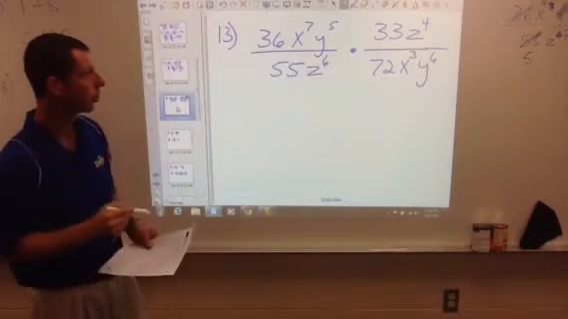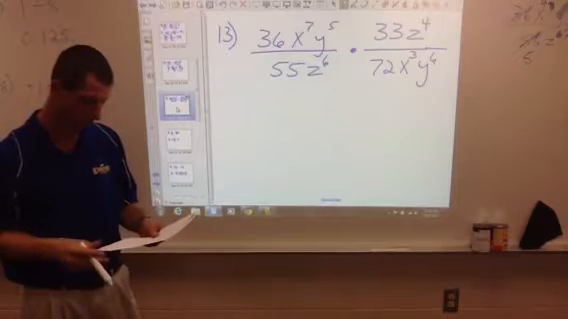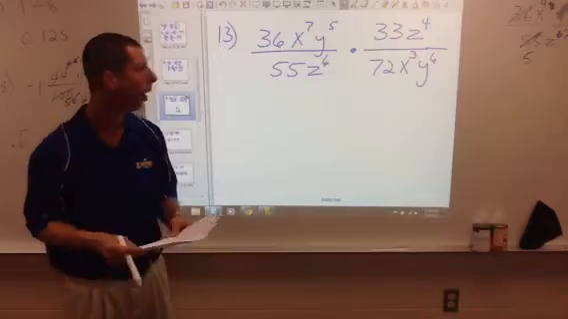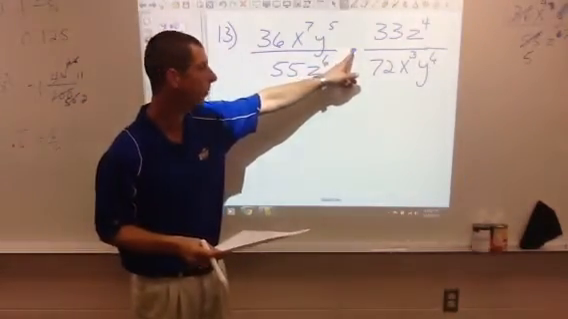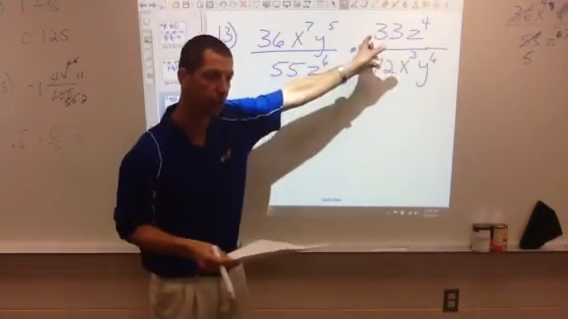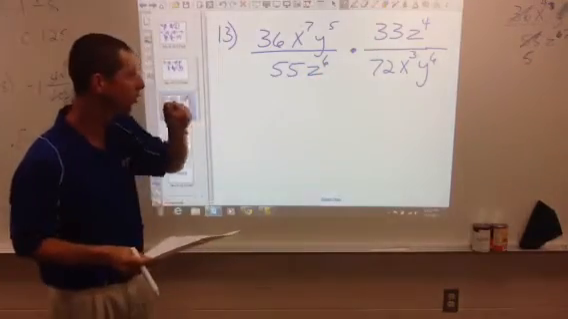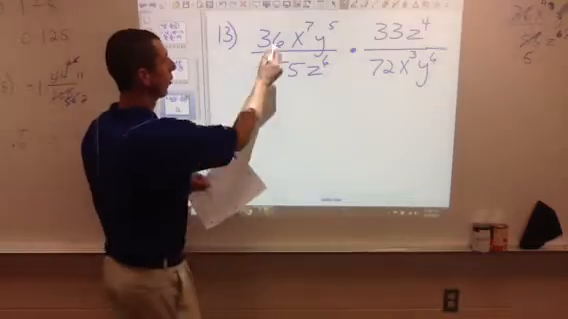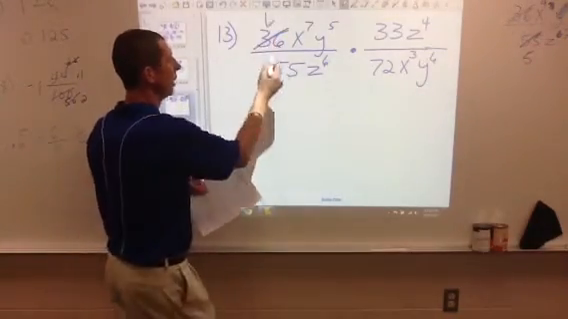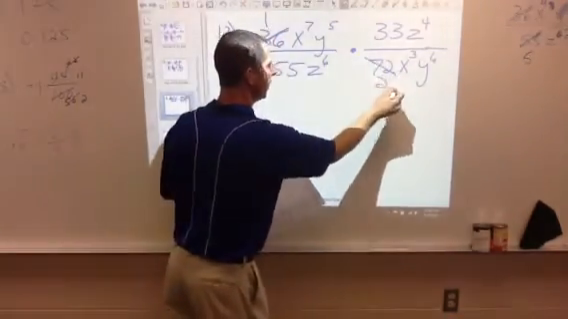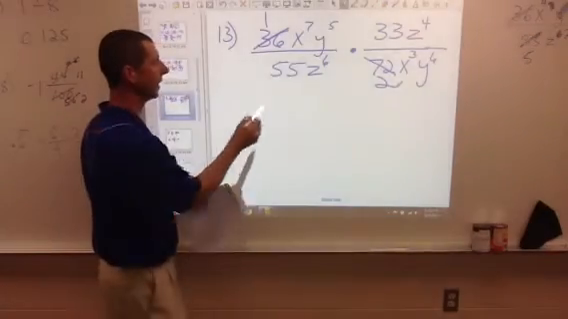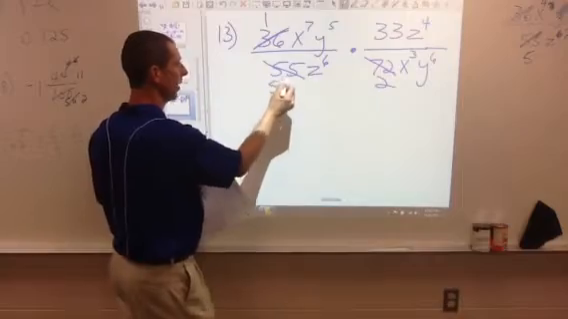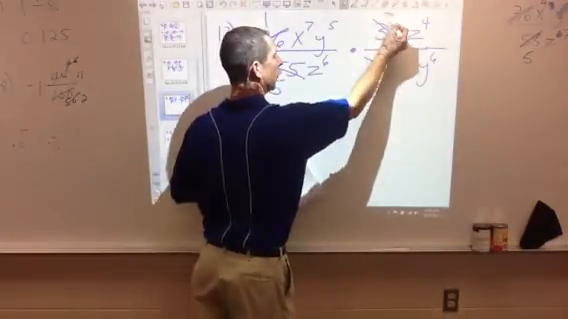Alright, number 13, certainly a pretty challenging one here. If you notice, number 13 is a division problem on your paper. Well, I already changed it to multiplication, and I wrote the reciprocal here. I flipped this. Now watch the reducing that you can do here. Reduce the numbers first. 36 goes into 36 once, 36 goes into 72 twice. 11 goes into both 55 and 33. 11 goes in here 5 times, 11 goes in here 3 times.